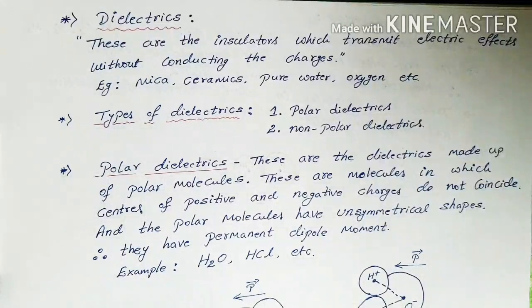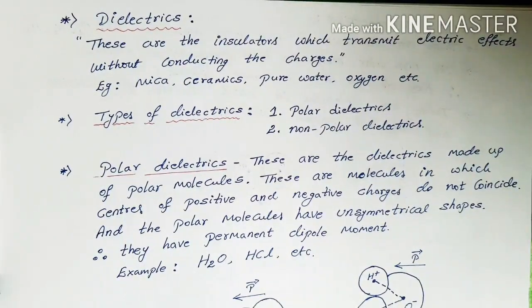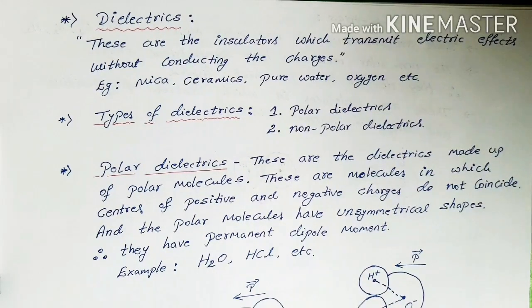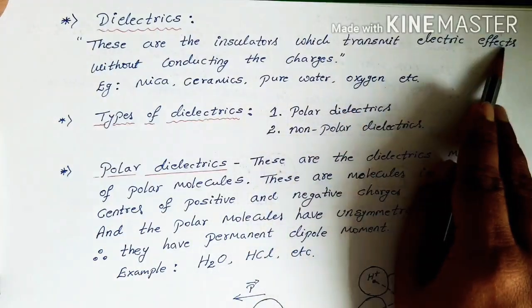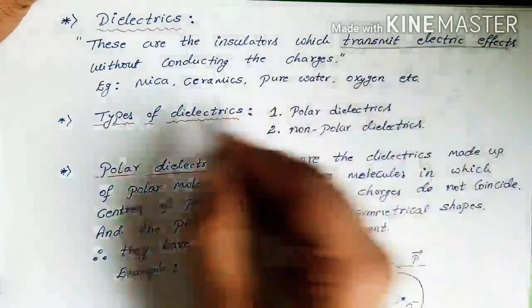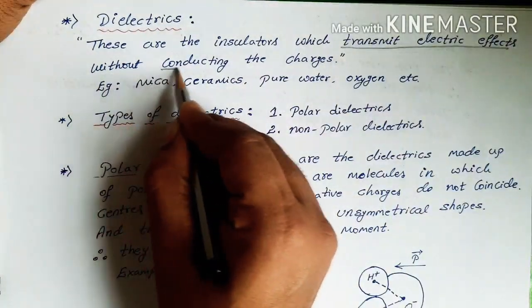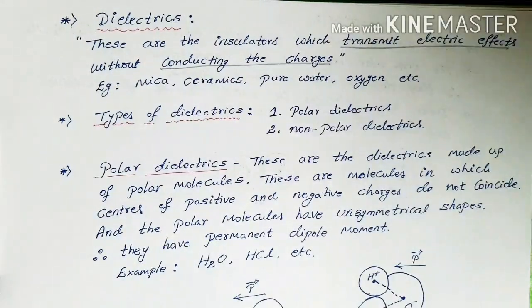The next concept is dielectrics. Dielectrics we also call insulators; we studied the dielectric medium while studying Coulomb's force and the fields. The meaning of dielectrics is that these are insulators which transmit the electric effects without conducting the charges. They don't allow the charges to flow, but they allow the electrical effects to pass through.